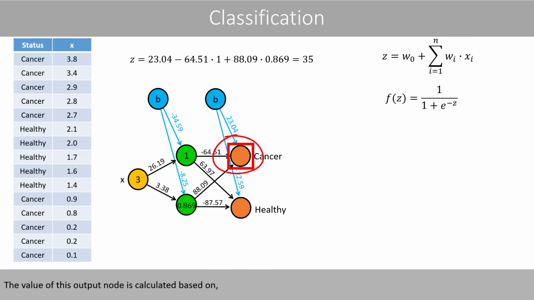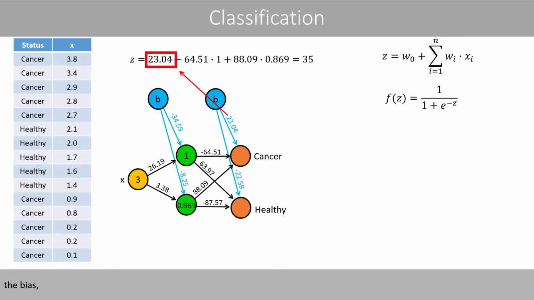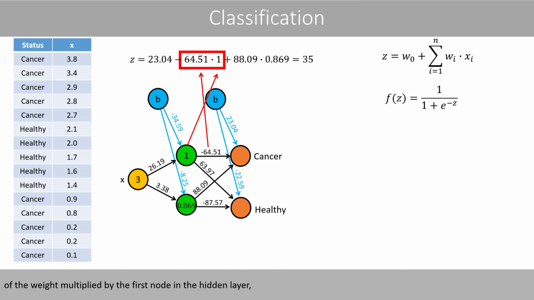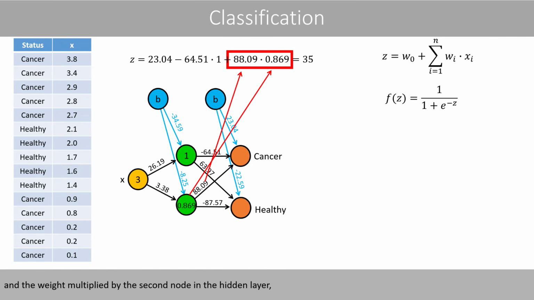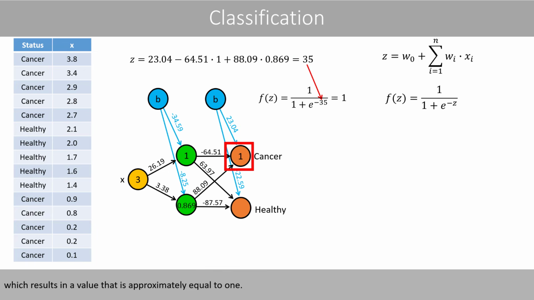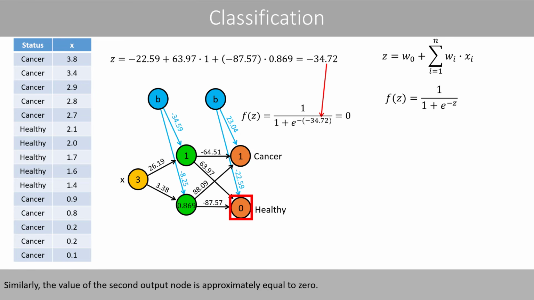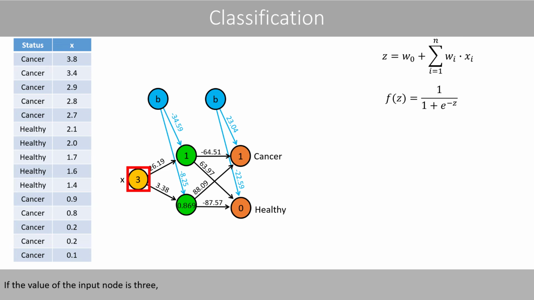The value of this output node is calculated based on the bias and the sum of the weight multiplied by the first node in the hidden layer and the weight multiplied by the second node in the hidden layer, which results in a value that is approximately equal to 1. Similarly, the value of the second output node is approximately equal to 0. If the value of the input node is 3, the network will predict that the person has prostate cancer.